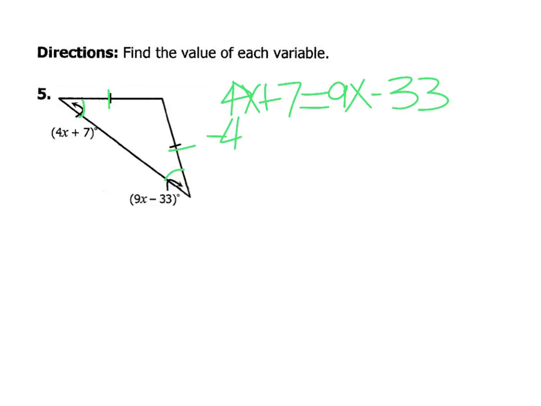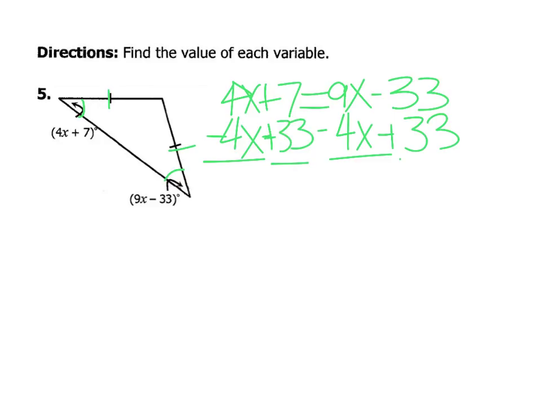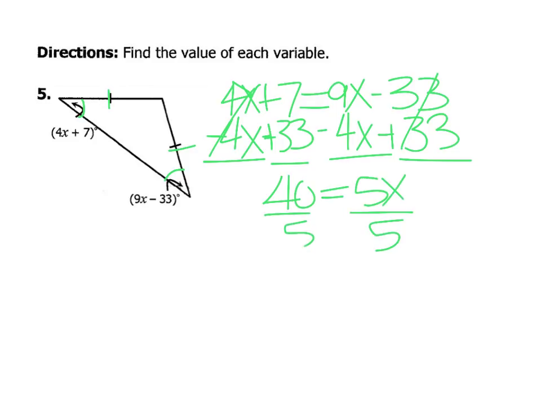So subtract 4x from both sides. Then add 33 to both sides. These will cancel out. We're left with 40 equals 5x. Divide by 5. x equals 8. All right, and the problem is just asking us to find the value of the variable, so we're done.